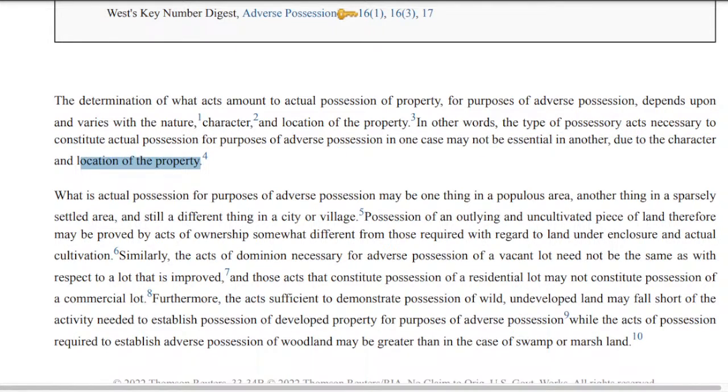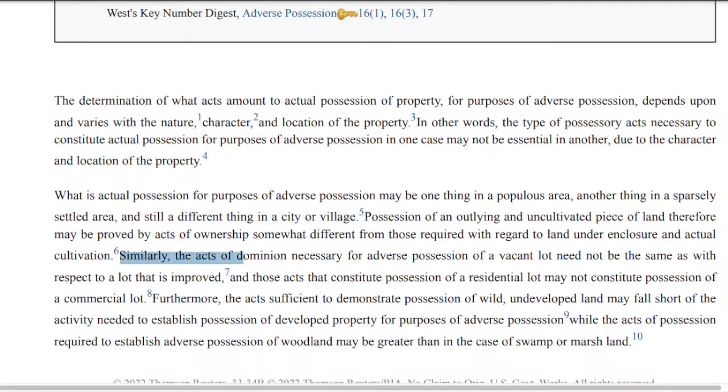See that? So what are these elements? We have the nature of the property, the character of the property, and the location. What is actual possession for purposes of adverse possession may be one thing in a populous area, another thing in a sparsely settled area, and still a different thing in a city or village. Possession of an outlying or uncultivated piece of land, therefore, may be provided by acts of ownership somewhat different from those required with regard to land under enclosure and actual cultivation.